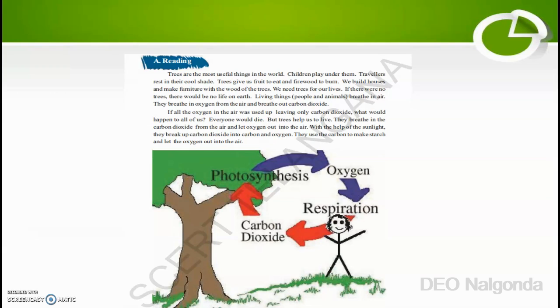Now if you move on to your text, A reading, the figure itself says, look here, the carbon dioxide released by human beings is used in the process of photosynthesis, and the oxygen is let out. So, in a nutshell, we can say that trees are the most useful things in the world, and we have seen many uses of the trees. Finally, one thing is, without the trees, everyone would die. So trees are helping us to live.